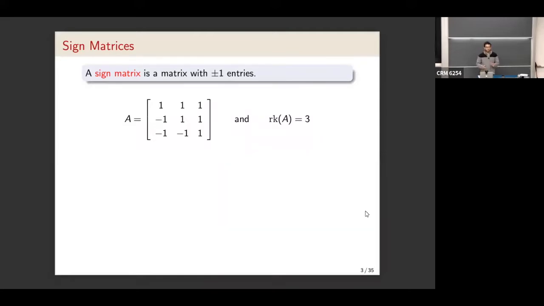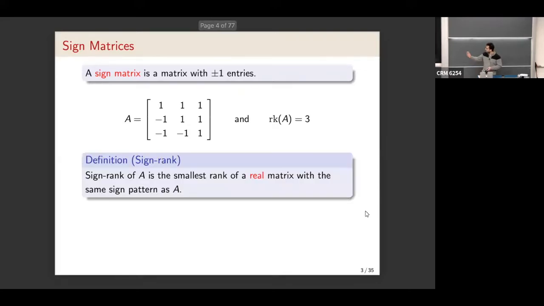We'll be talking about sign matrices. We're interested in Boolean matrices, but when you talk about sine rank, it's more natural to think about pluses and minuses, plus one and minus one. Those are sign matrices, and here we have a sign matrix of full rank, rank 3. That's the usual rank, over the reals, let's say. Now, what is sine rank? Sine rank allows you to change the entries, but the restriction is that you have to keep the signs the same. So if you are a +1, you have to remain positive. If it's a -1, you have to remain negative.